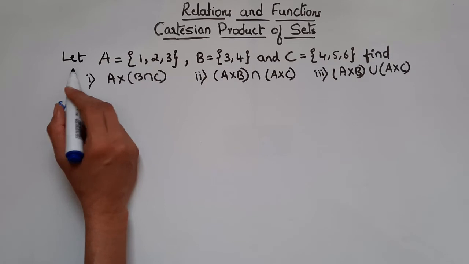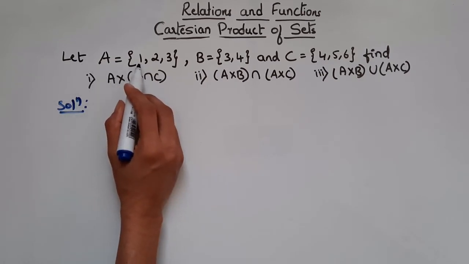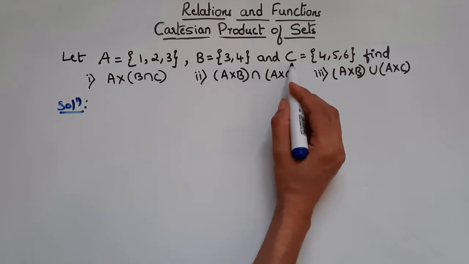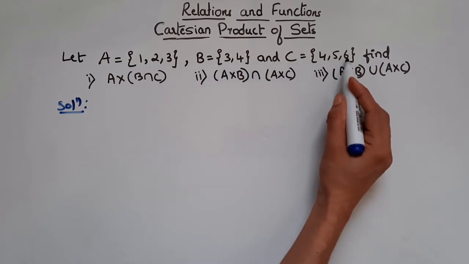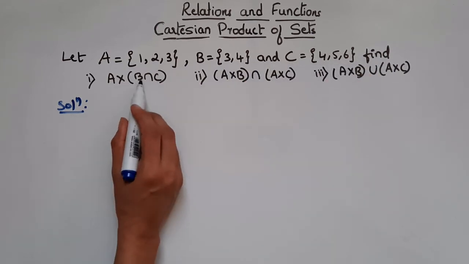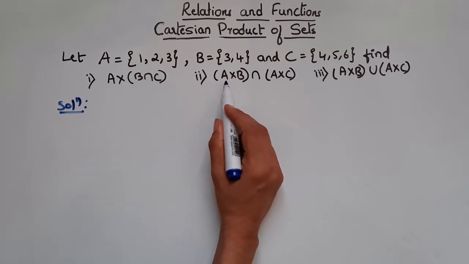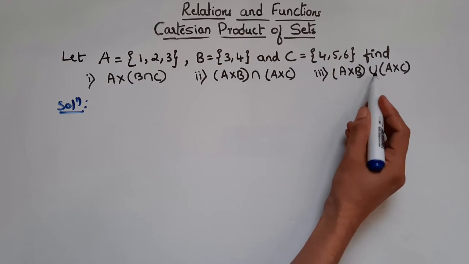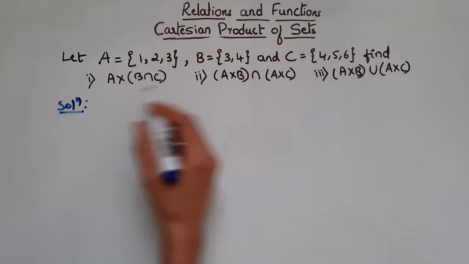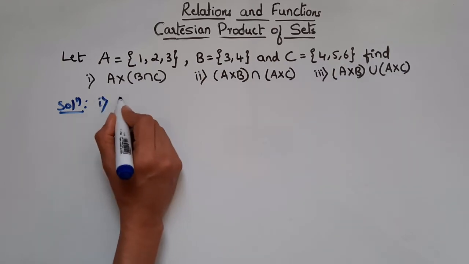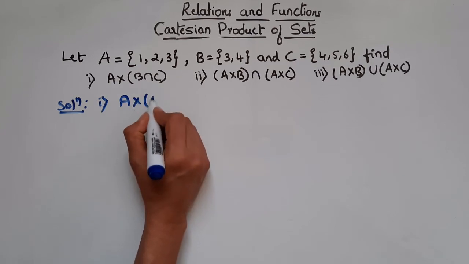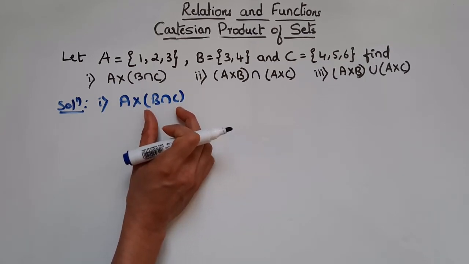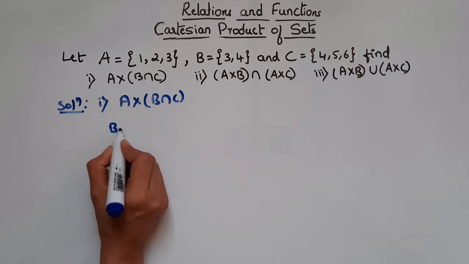Here it says let set A, in set A we have elements 1, 2, 3 and in set B we have elements 3, 4 and in set C we have 4, 5, 6. Find A cross (B intersection C) and here we have (A cross B) intersection (A cross C) and third we have (A cross B) union (A cross C). So first let's see the first one. We have to find A cross (B intersection C). So first let's solve inside the bracket. What is inside the bracket? We have B intersection C.